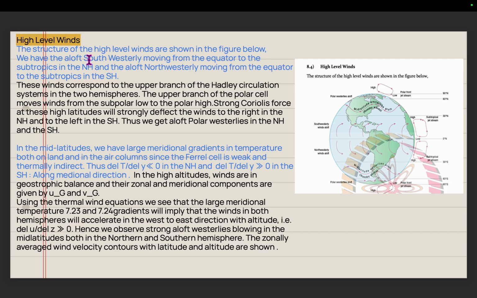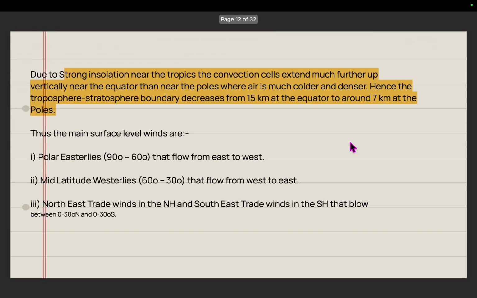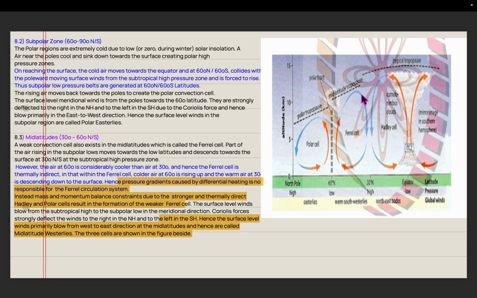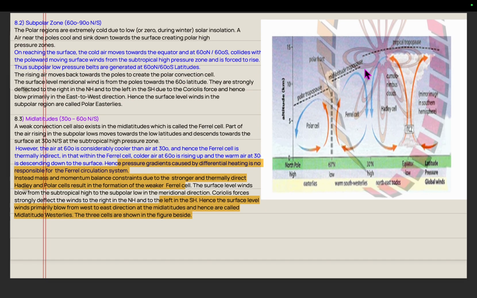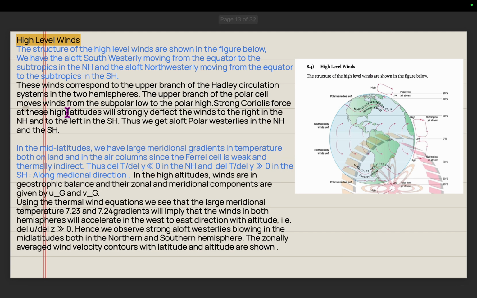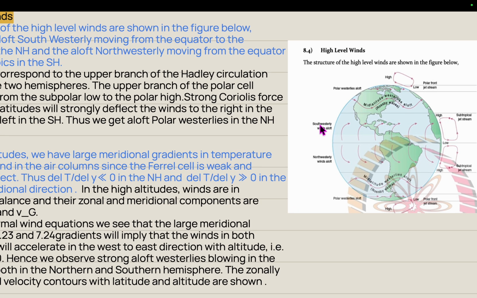We have the aloft southwesterlies moving from the equator to the subtropics in the northern hemisphere, and the aloft northwesterlies moving from the equator to the subtropics in the southern hemisphere. You can say these are the top branch of the circulation cells, and they will move as the Coriolis force tells them to move. So this wind corresponds to the upper branch of the Hadley circulation system. These two winds are the southwesterly wind aloft and the northwesterly wind aloft.